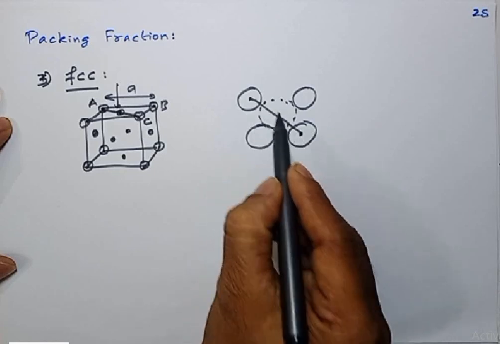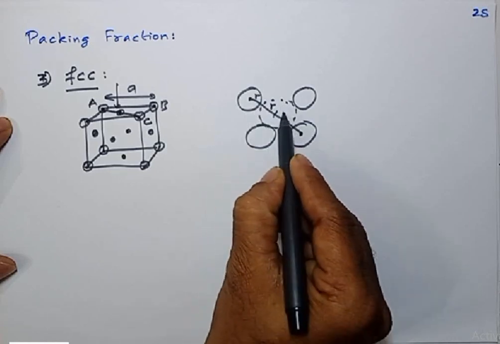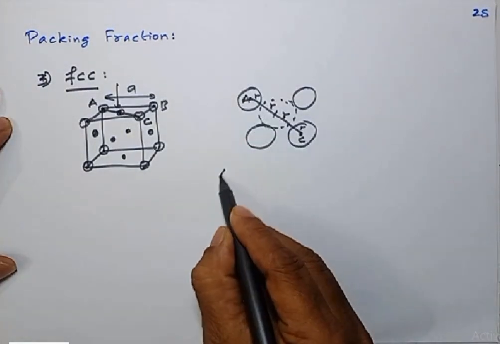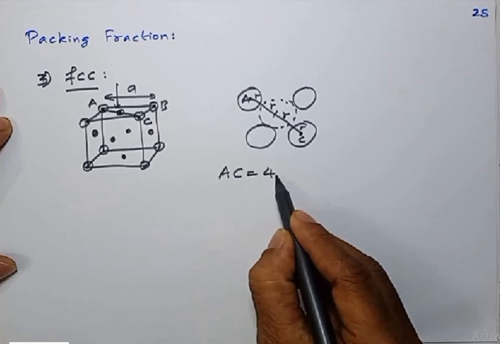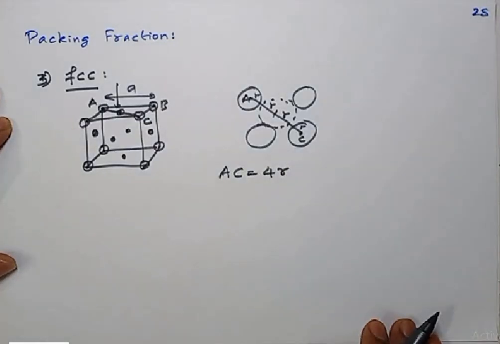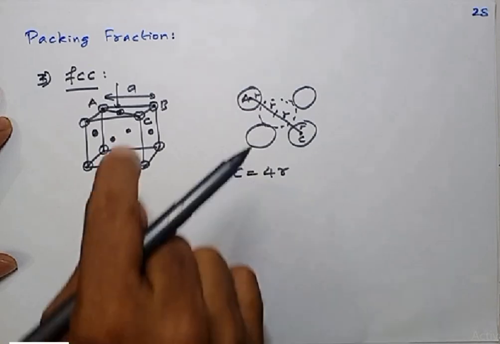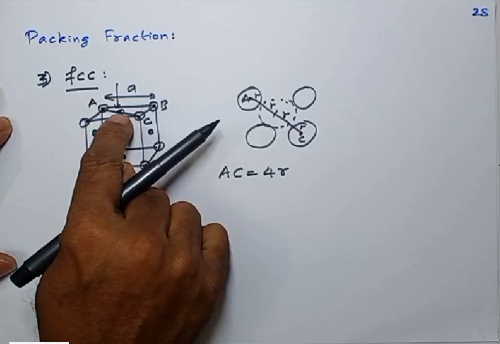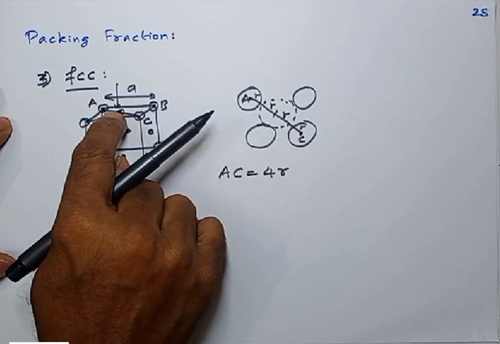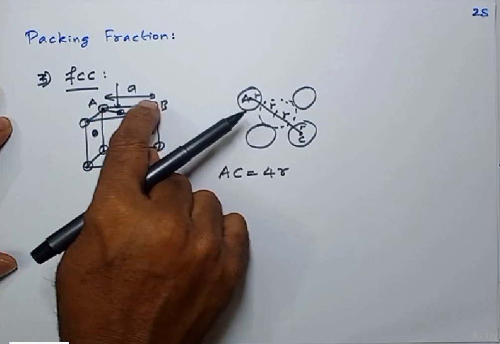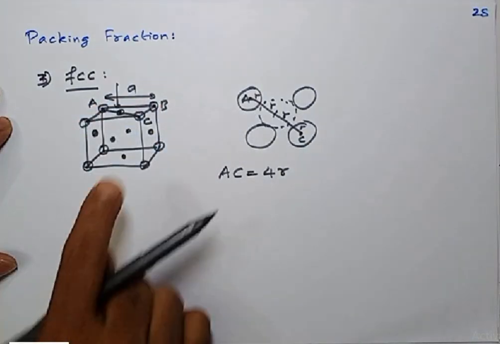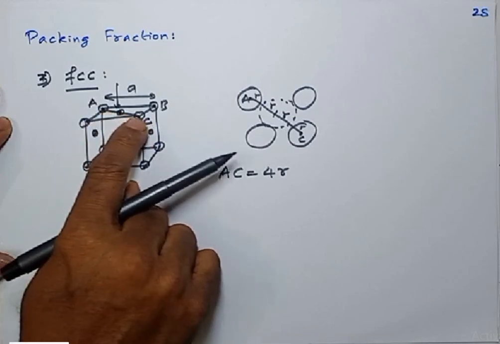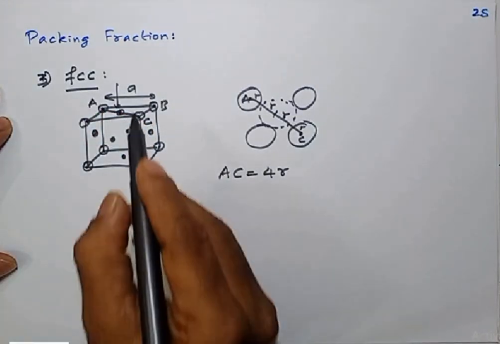this is equal to R plus R plus R plus R. So what is AC? AC is equal to 4 times the radius of the atom. I am just looking from the top, and the face center atom touches the surfaces of the corner atoms. Therefore, the diagonal AC should be equal to 4R.